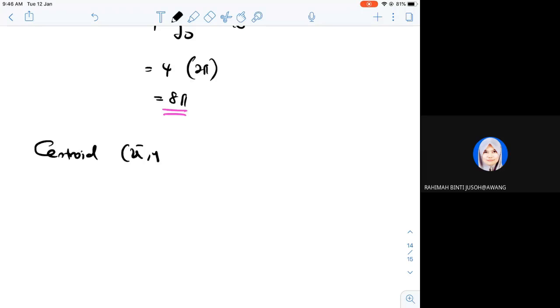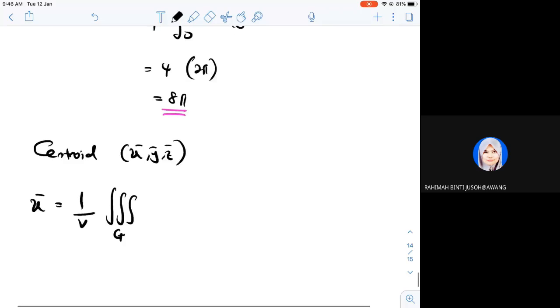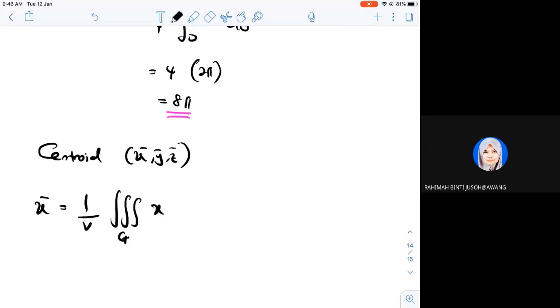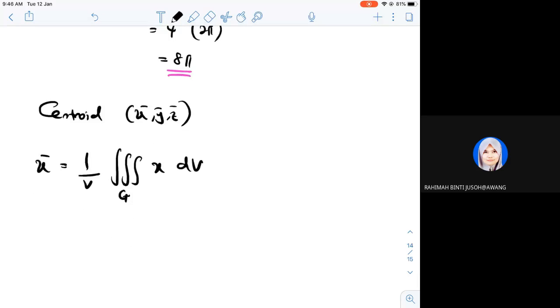X bar, y bar and z bar. Okay, x bar equals 1 over volume, triple integral towards region G of x dV. So 1 over volume, 1 over 8 pi, triple integral 0 until 2 pi, 0 until 2, 0 until 4 minus r squared, yang tadi.